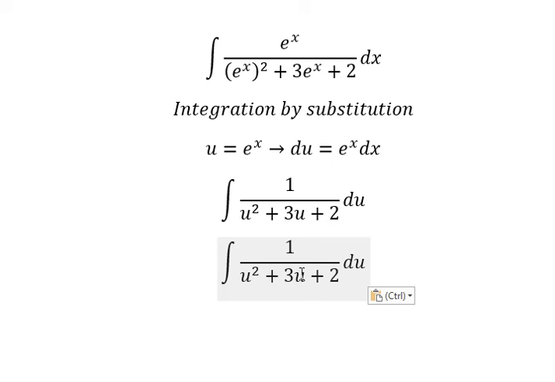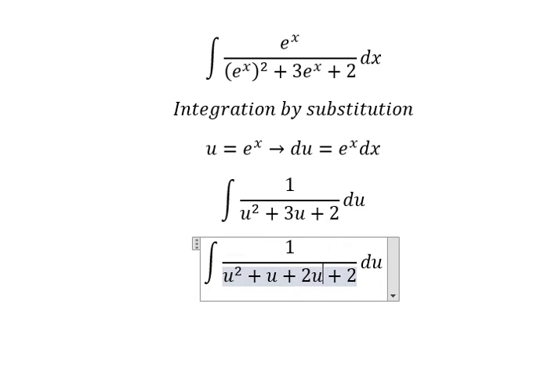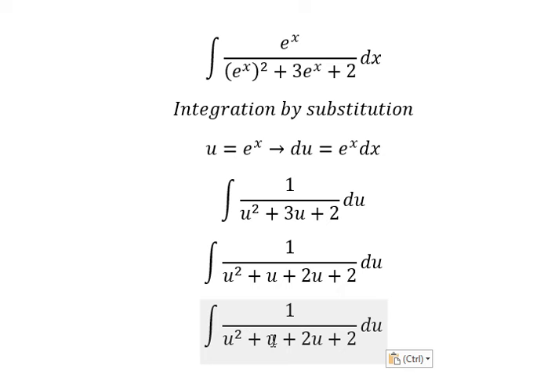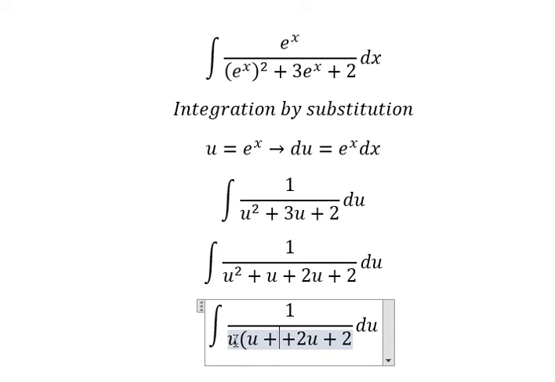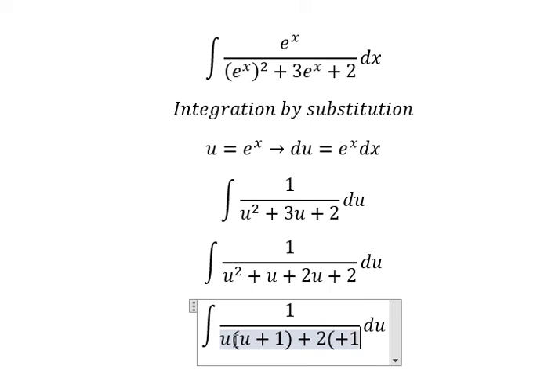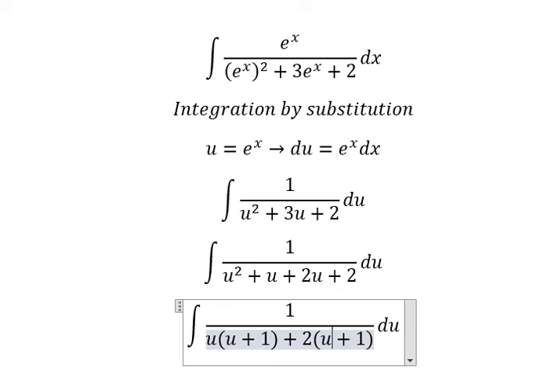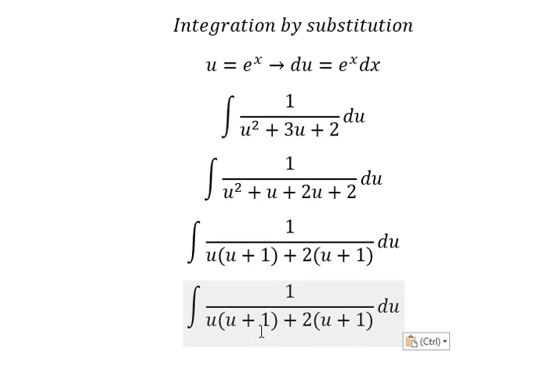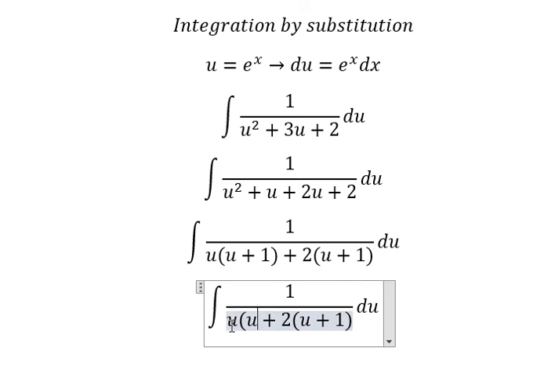Next, 3u I will put as u plus 2u. So u and u we can do factorization. This one by number 2. So u plus 1 we can do another factorization.